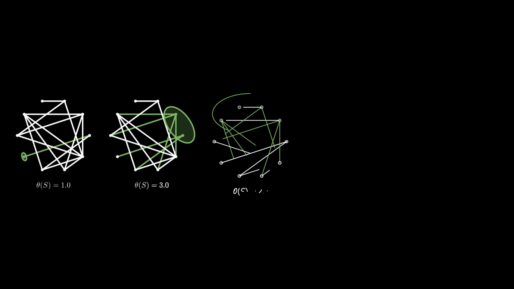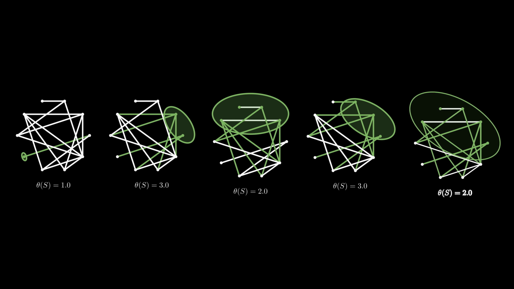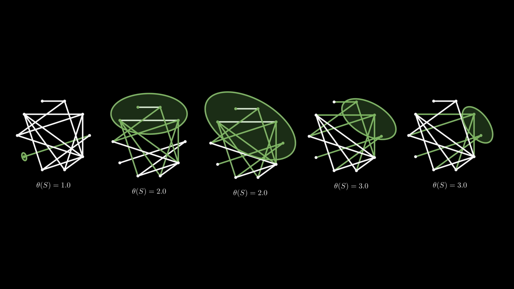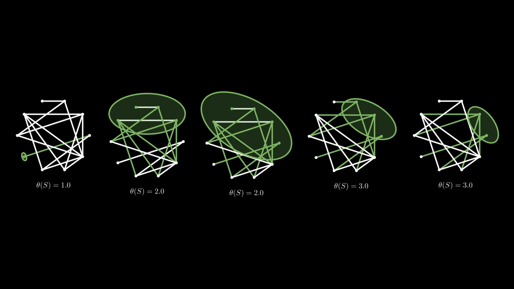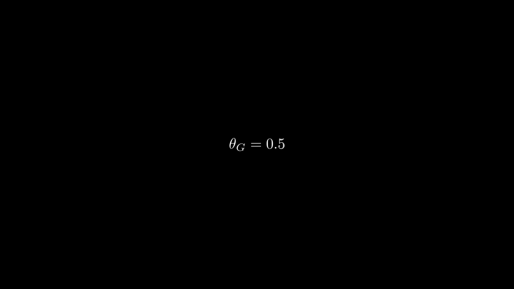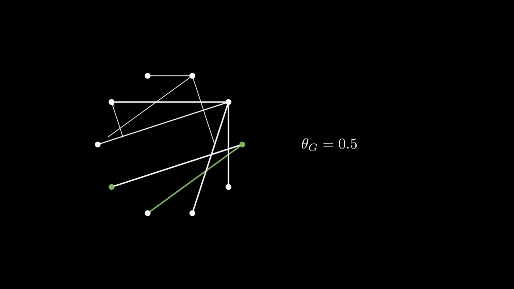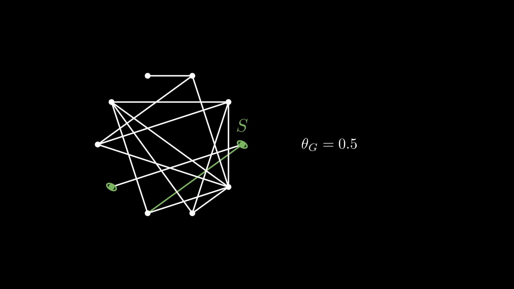Once we have the isoperimetric ratio across all of our subsets, we then sort these ratios to find the minimum isoperimetric ratio. With this graph, the minimum isoperimetric ratio is 0.5, with this subset of vertices S selected.